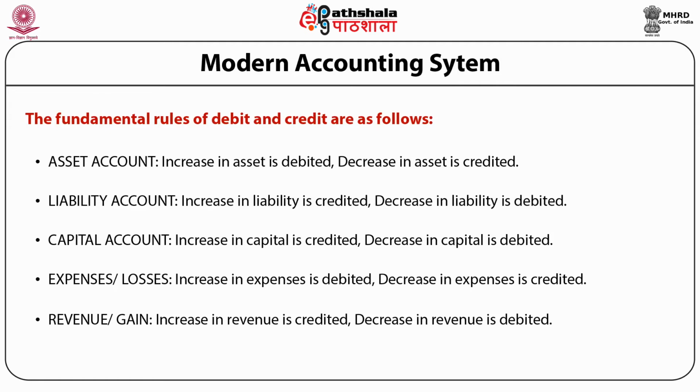Examples: transaction 1: introduced rupees 3 lakh as cash and rupees 40,000 of stock in the business. Analysis: the asset side of the equation is increased by rupees 3 lakh cash and by rupees 40,000 stock. As a result, there will be a capital increase of rupees 3 lakh 40,000.